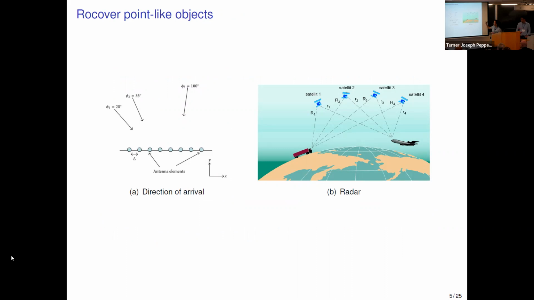In a simpler setting, we look at the direction of arrival in signal processing. You put a series of sensors on the ground, and the goal is to estimate which direction the wave is coming from. Here we have three incoming waves. We want to estimate the angle where each wave is coming from. This is an important problem in signal processing.